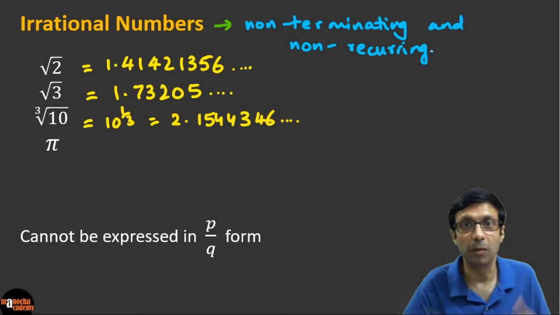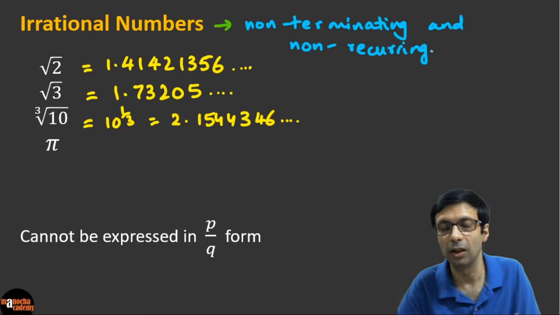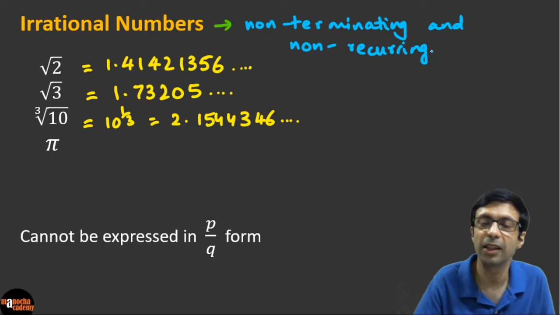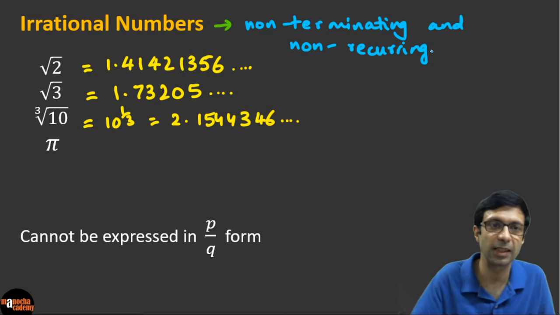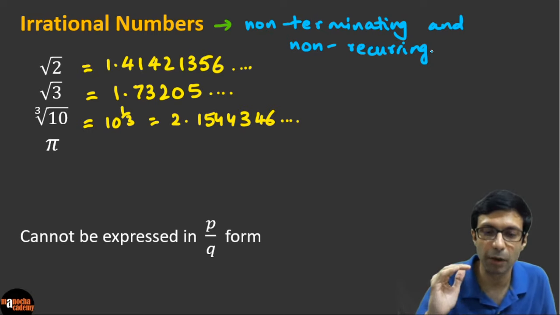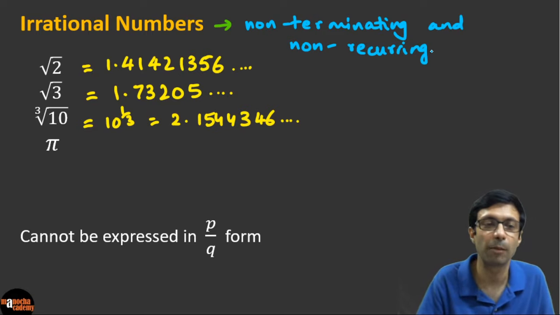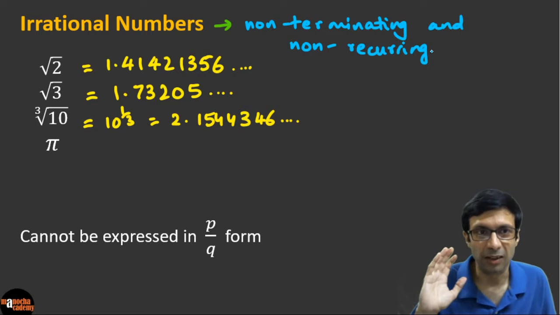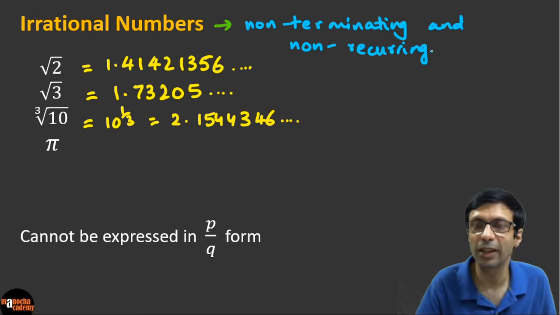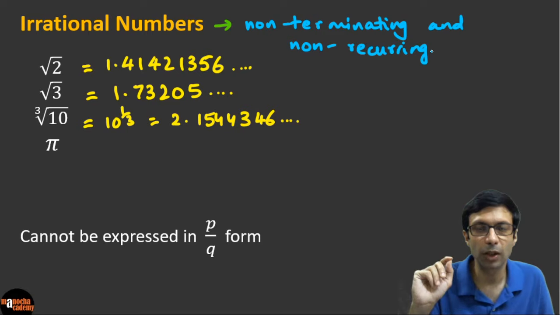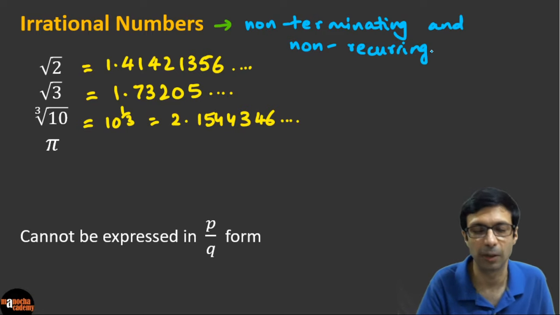Okay, and you may think, oh, how do we know whether there's a repeating pattern or not? Actually, they've used supercomputers and calculated these numbers till millions of decimal places, and they've verified that for these numbers, root 2, root 3, cube root of 10, pi, all these kind of numbers, there is no repeating pattern. So the scientists have used computers and checked that they are not finding any repeating pattern. So therefore, they're definitely non-recurring and non-terminating.